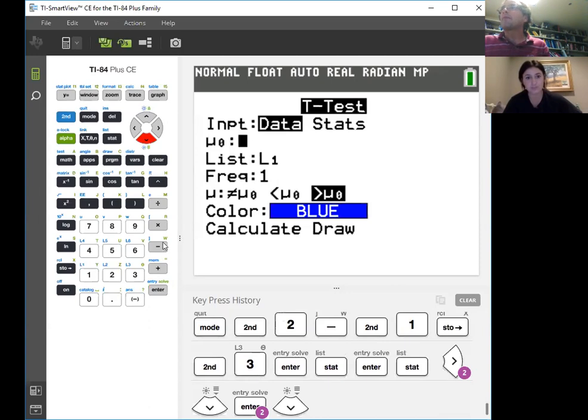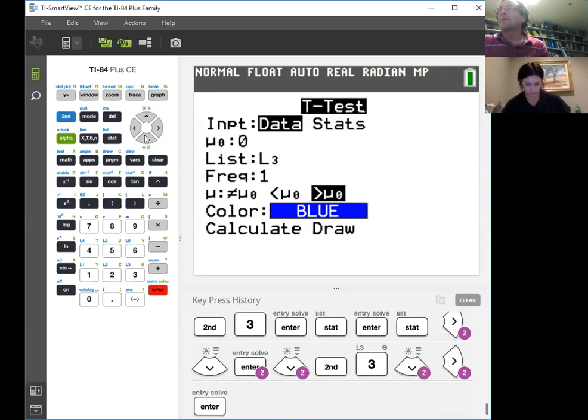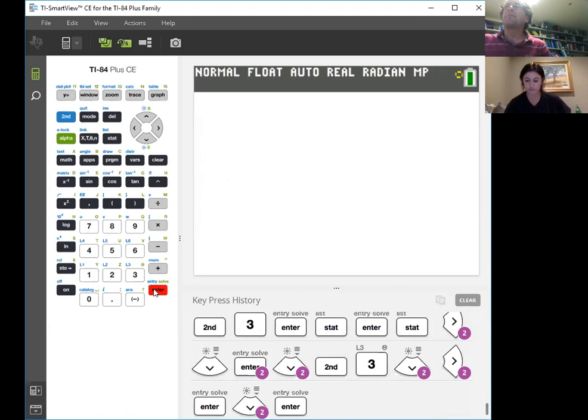Okay. And then your list is not L1. What is it? L3. So I go second 3. Freq is always 1. And we did have greater than 0. So greater than was fine. Blue is fine. I don't really care. And then calculate.